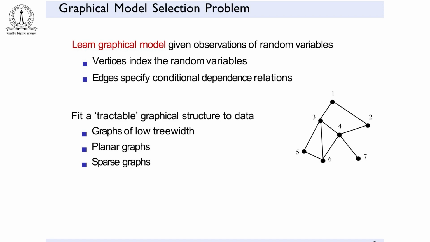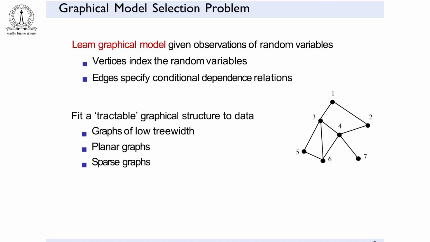Graphical models. These are, like I mentioned briefly, statistical models defined over graphs, where the nodes or vertices represent or index random variables. The edges specify statistical dependencies among the variables. For example, this is a graphical model involving 7 variables. The goal in the graphical model selection problem is that I give you observations of these 7 random variables, and you want to identify or fit a graph that best models the statistical dependencies among these variables.